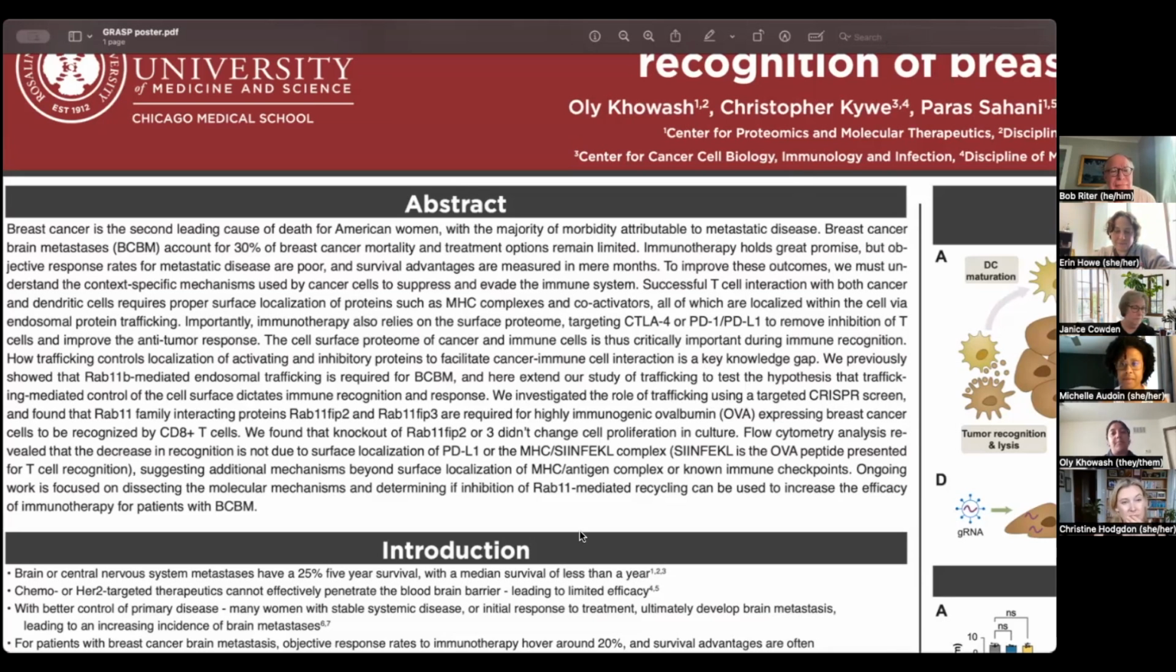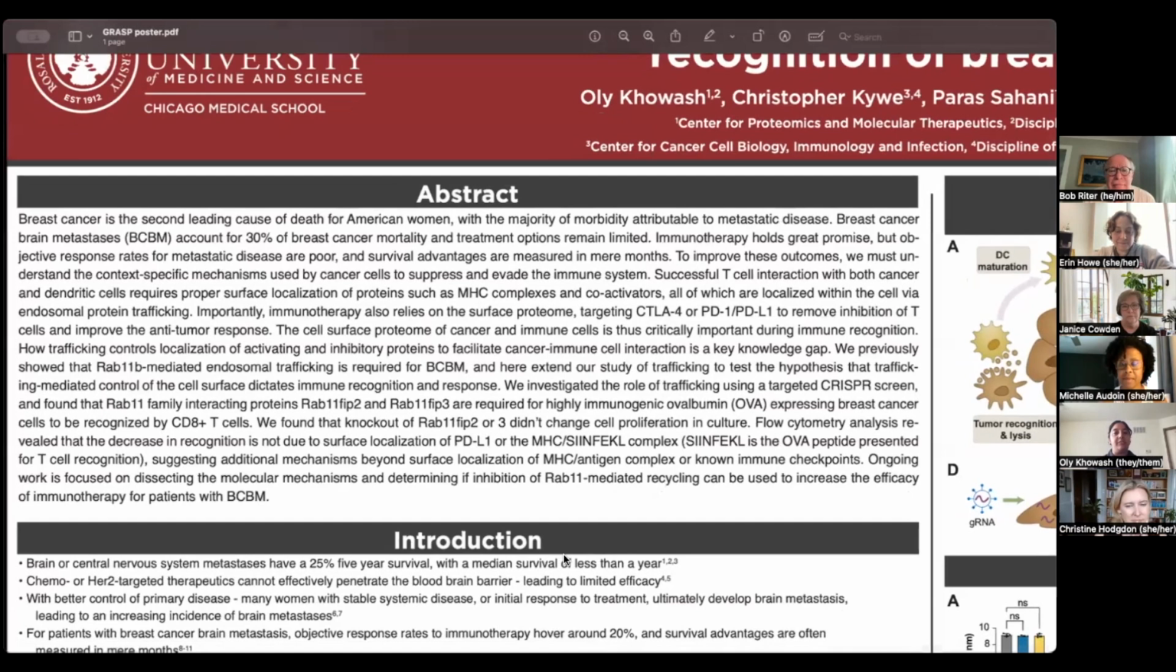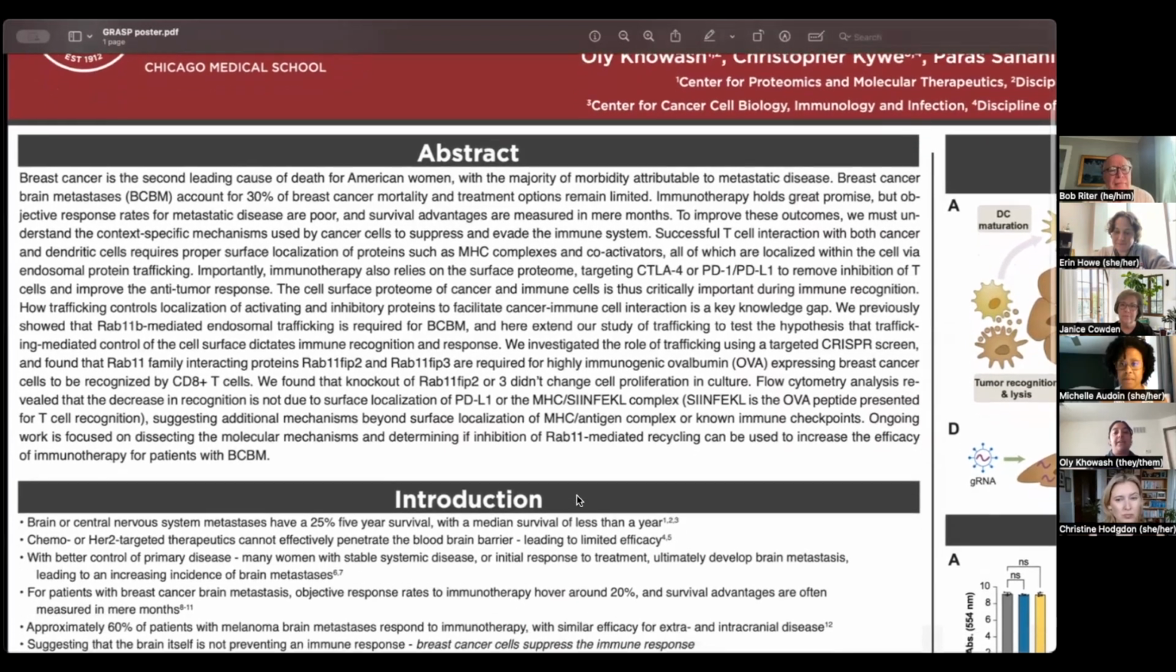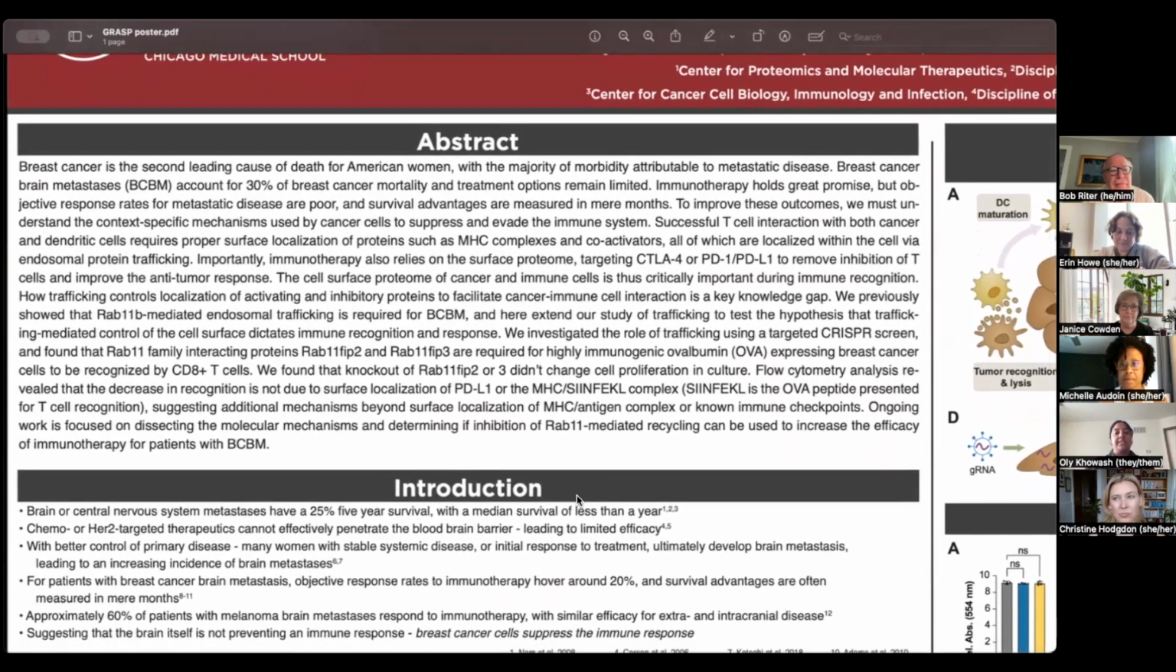And immunotherapy is something that's been really important in general, but the response rates are not very high. Survival advantages have not increased all that much. And so there must be something going on that is blocking that sort of interaction. There's some sort of suppression or evasion from the immune system. So that's what this project is focused on. There are a lot of proteins that localize different things to the cell surface, and specifically you'll need the MHC complexes and co-activators in order to have that immune recognition by T cells.